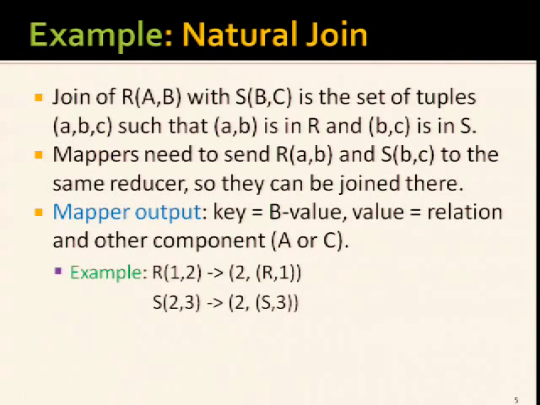So here are a couple of examples. If the mapper gets as input the tuple R of 1, 2, then it produces key 2, and the output is R and 1. I came from R, and the other component is 1. Similarly, for S of 2, 3, the key is 2. Again, that now comes from S. The first component is the key, and the value is I came from S, and the other component is 3. Okay, everybody with me so far? Good.